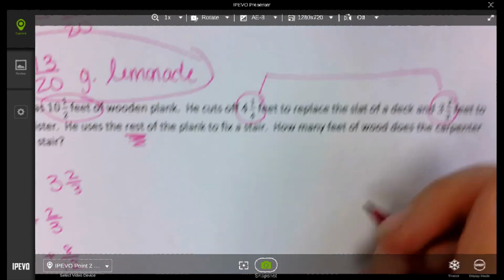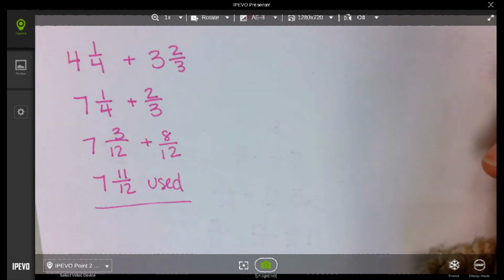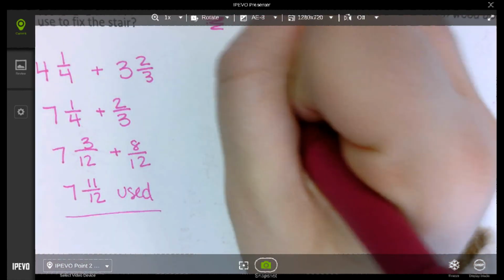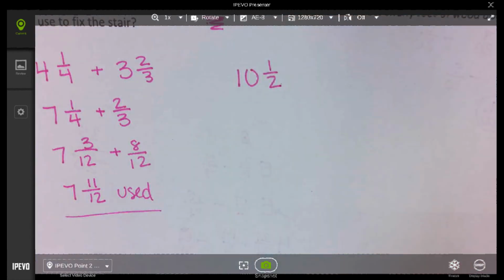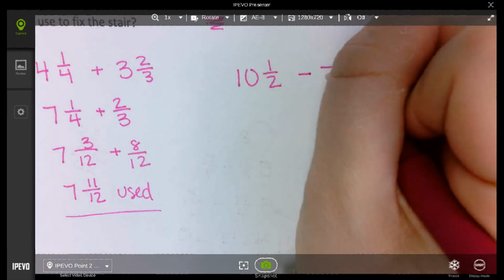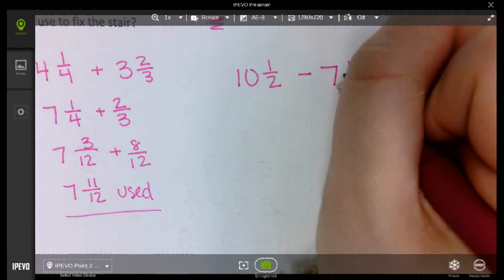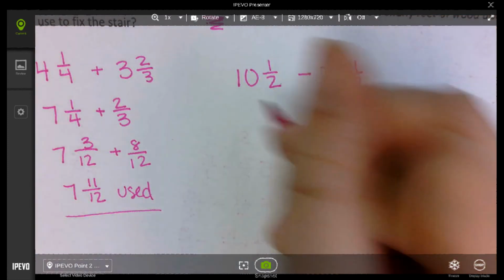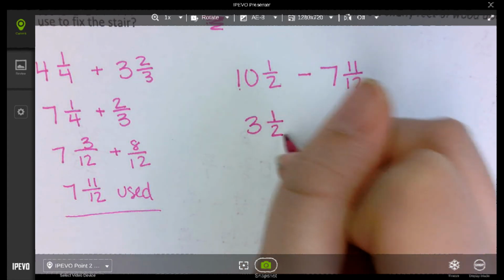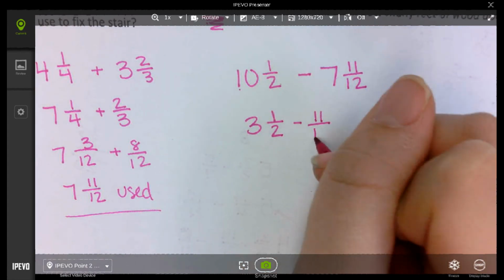So if I have now, oops, sorry, that entire thing wasn't on the screen. All right, so now if I have 10 1/2, I'm going to take away what we've used already. So minus 7 and 11/12. So 10 minus 7 is 3, so I'm going to rewrite it as 3 1/2 minus 11/12.